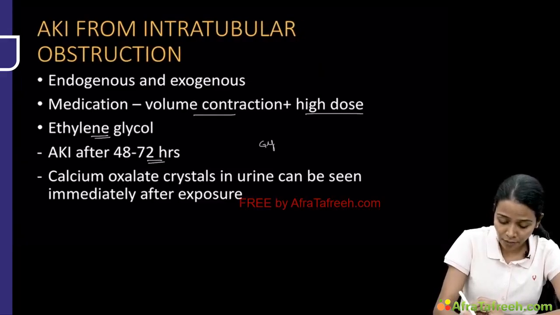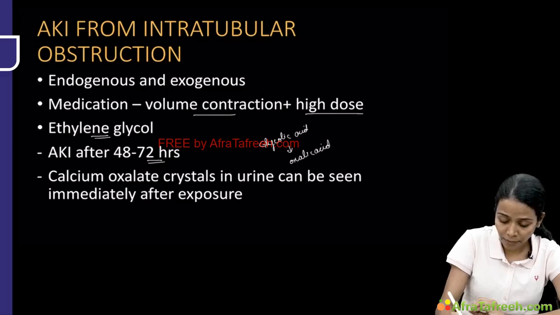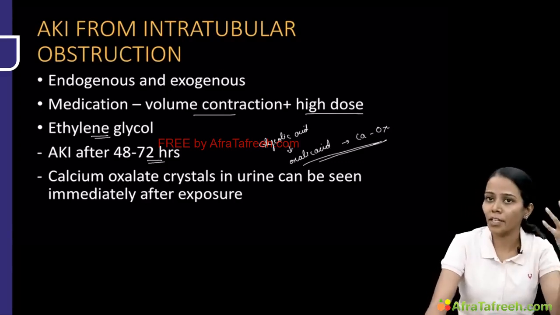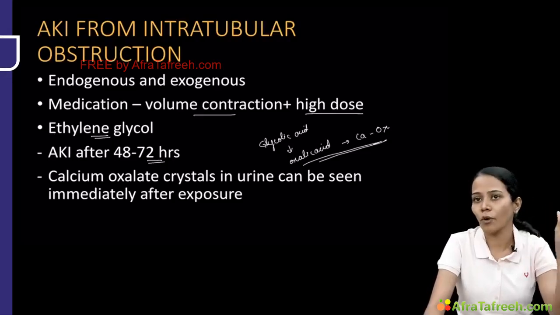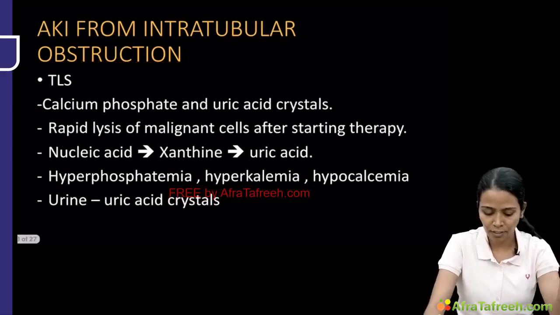Ethylene glycol is converted to glycolic acid, which is then converted to glyoxylate, and finally oxalic acid, which combines with the calcium to form calcium oxalate crystals, and this gets deposited in the urine. So immediately you will be able to see calcium oxalate crystals, but they won't be enough to cause renal failure till 48 to 72 hours after ingestion.